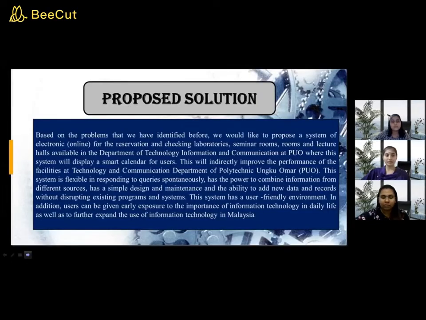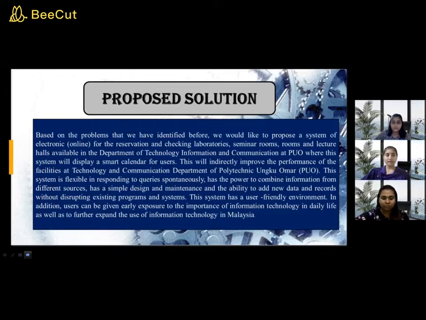Proposed solution for the problems in the previous system. Based on the problems that we have identified before, we would like to propose an electronic, online system for the reservation and checking of laboratories, seminar rooms, and lecture halls available in the Department of Technology, Information and Communication at PUO, where this system will display a smart calendar for users. This will indirectly improve the performance of the facilities at the Technology and Communication Department of Polytechnic Ungku Omar.